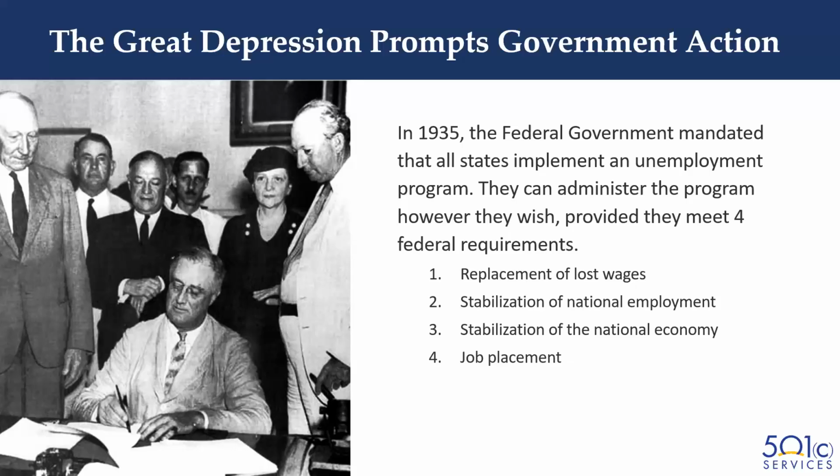So the U.S. unemployment program is federally mandated. However, the individual states can administer the program as they wish, so long as they meet 4 federal requirements. The first federal requirement is the replacement of lost wages. Obviously the objective here is to protect workers from a temporary loss of wages. And while the amount that someone can collect is going to vary from state to state, unemployment is always meant to replace only a portion of a worker's earnings.